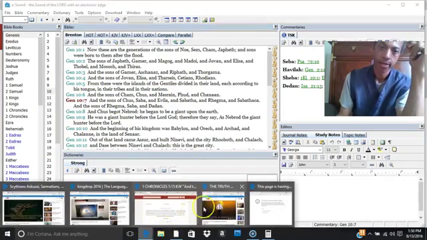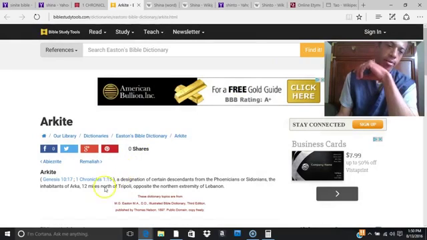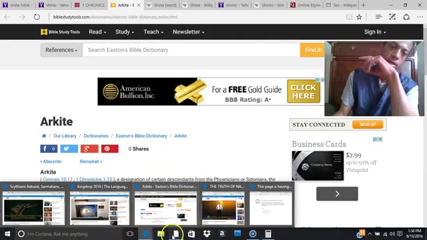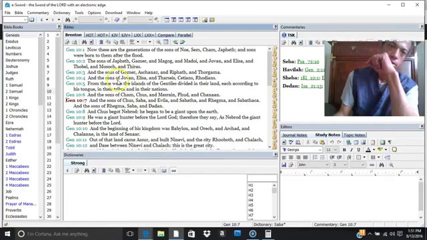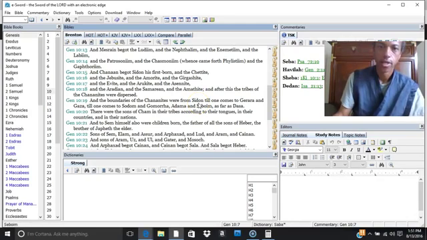So we go back, we continue, it tells us a little bit about the Arkite, inhabitants of Arca, a designation of certain descendants from the Phoenicians or Sidonians. Now, when we go to Genesis 10 and analyze Genesis 10, it's not telling us that about the Phoenicians and the Sidonians. When these people groups are brought up, the Chanaanites, from Sidon till one comes to Gerar and Gaza, till one comes to Sodom and Gomorrah, they're laying out lines here. You see, and Chanaan begot Sidon, his firstborn, the Chetite. So they have Chetite right there.